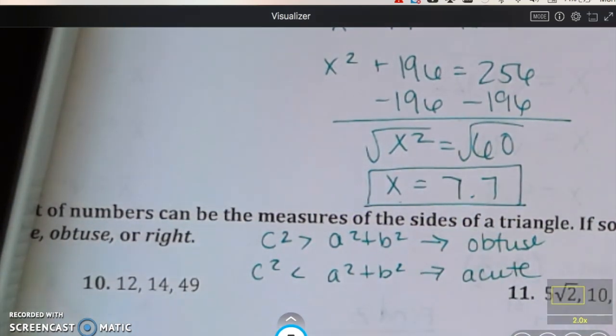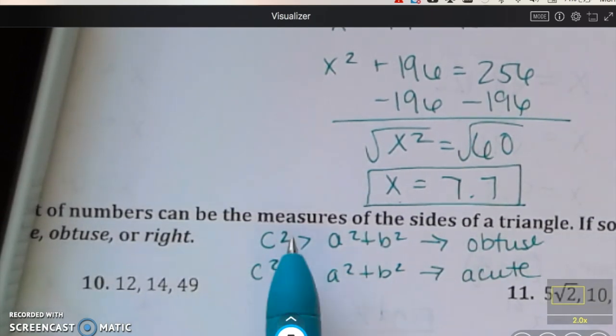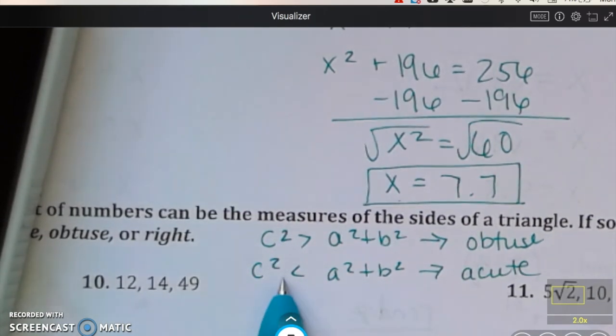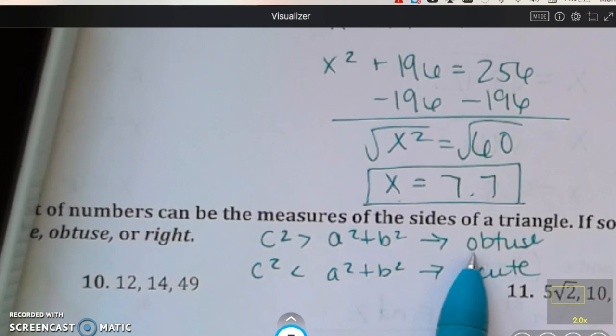Moving on to numbers 9 through 14. Just a quick reminder of these rules. When you are setting up, we know that if a squared plus b squared equals c squared, we have a right triangle. These are the two new rules that we talked about in this chapter. If we square that hypotenuse and it's greater than the sum of my two other sides squared, that gives me an obtuse triangle. And if it ends up being less than the sum of my two other sides squared, it gives me an acute triangle.